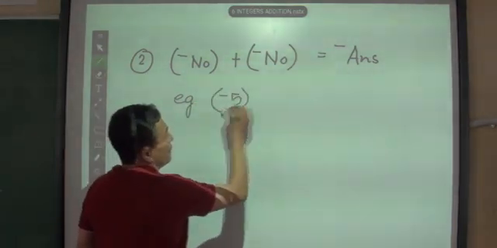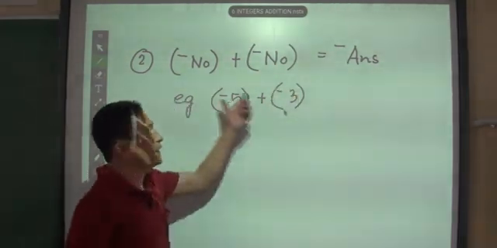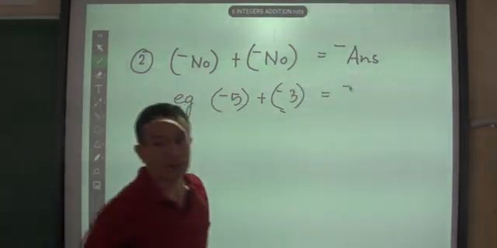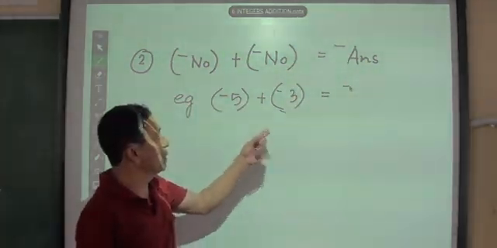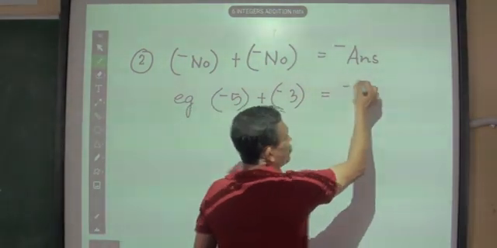Negative 5 added with negative 3. Now you can see that both of them are negative. So what I'm telling you is the answer will always be negative. What you got to remember is add the two numbers 5 and 3 will give you 8.